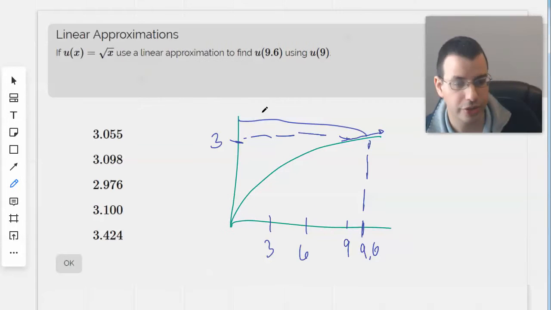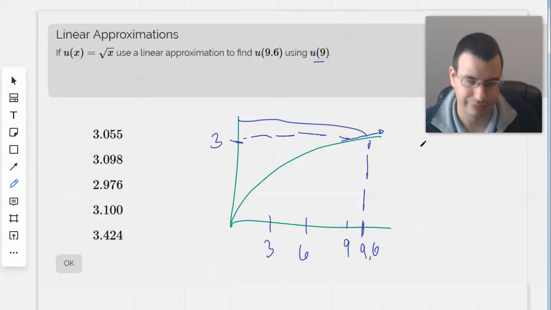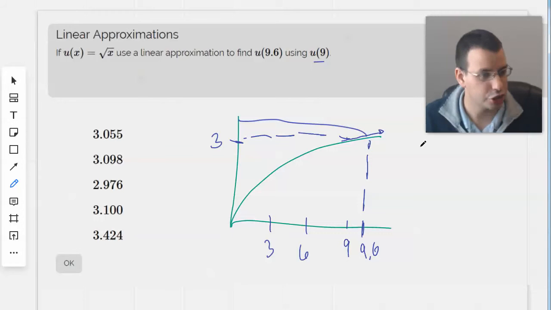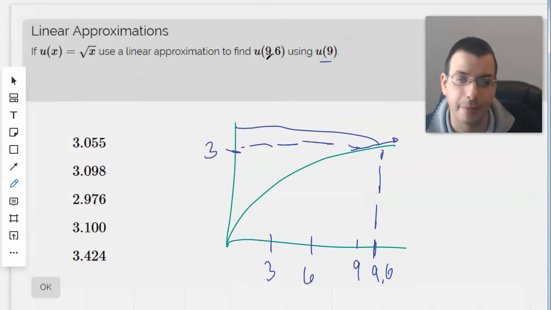So the way we'll do this is we'll do a tangent line at 9. And the reason we want to use 9 is because we actually know the square root of 9. It's not obvious, but it's 3. The answer is 3. The square root of 9 is 3. Or is it negative? Well, let's go with 3. Okay.